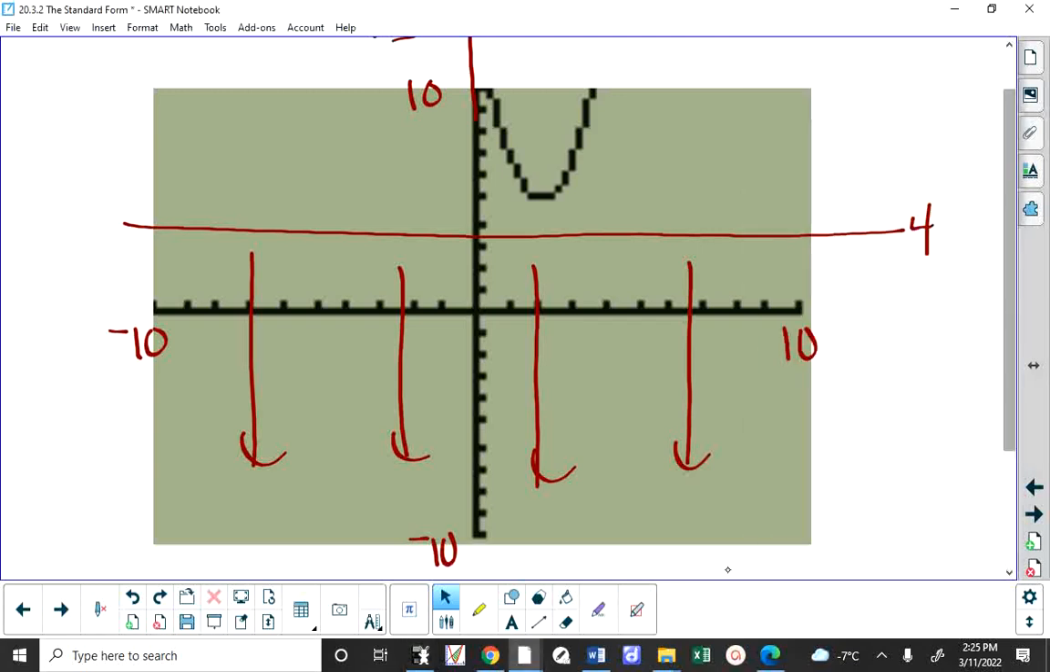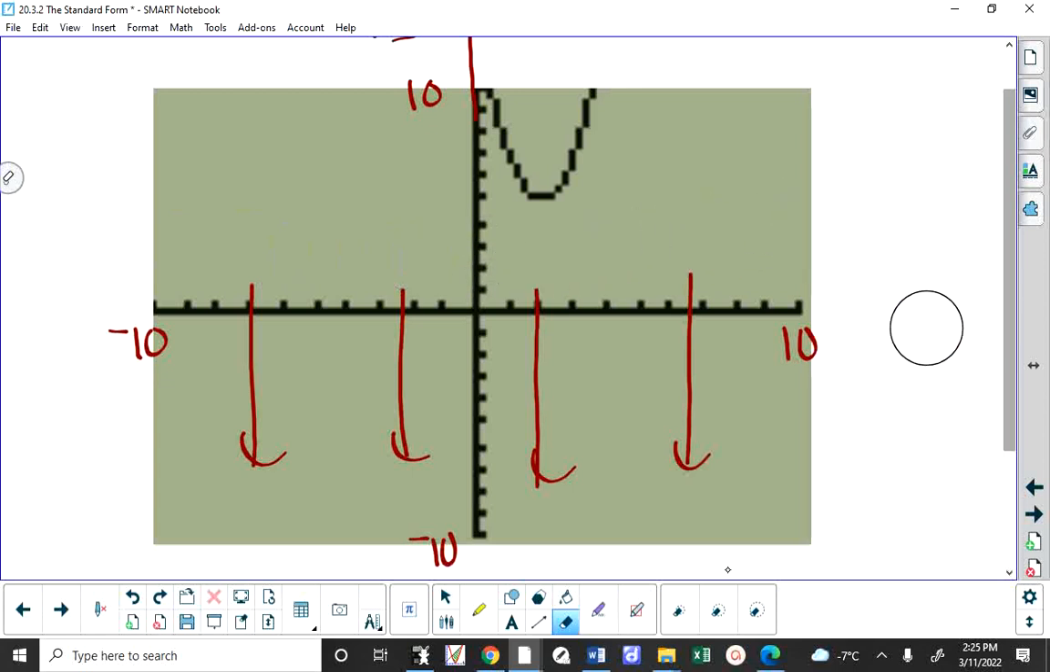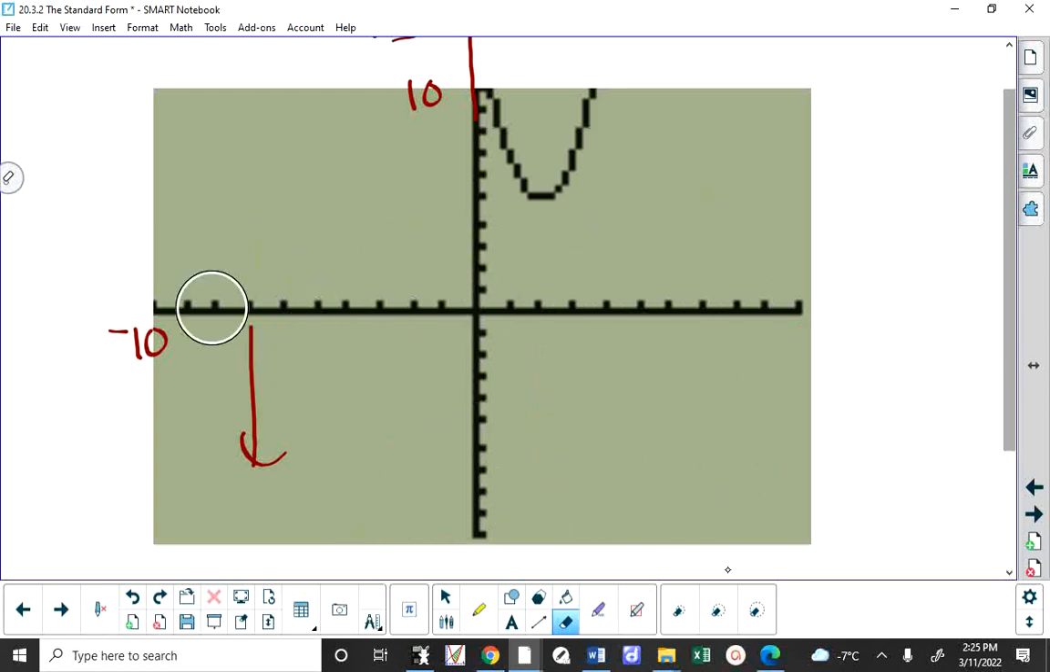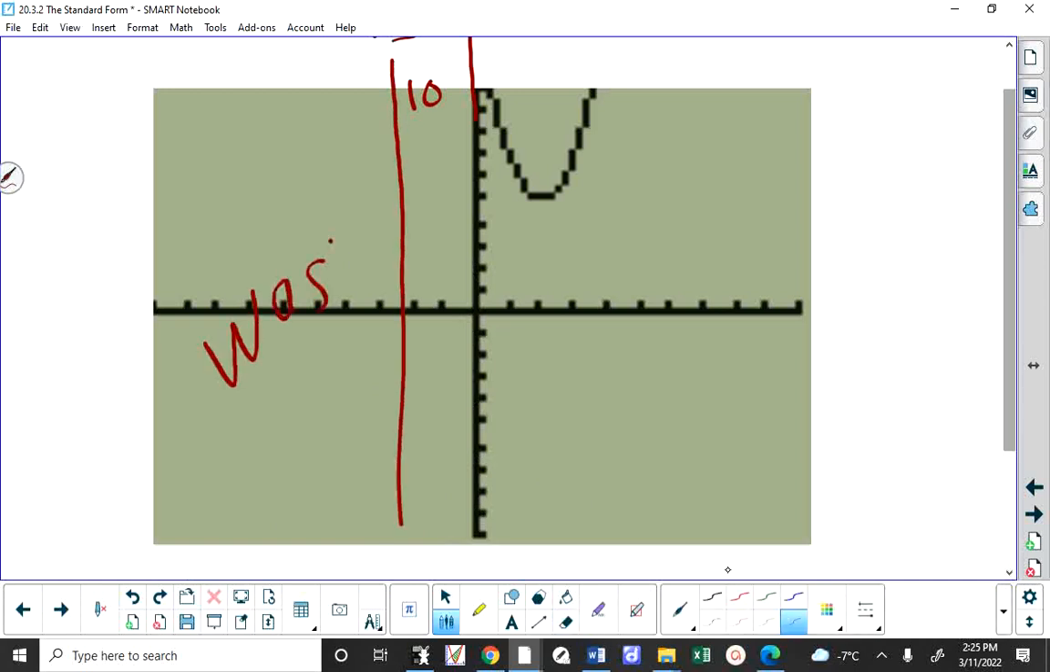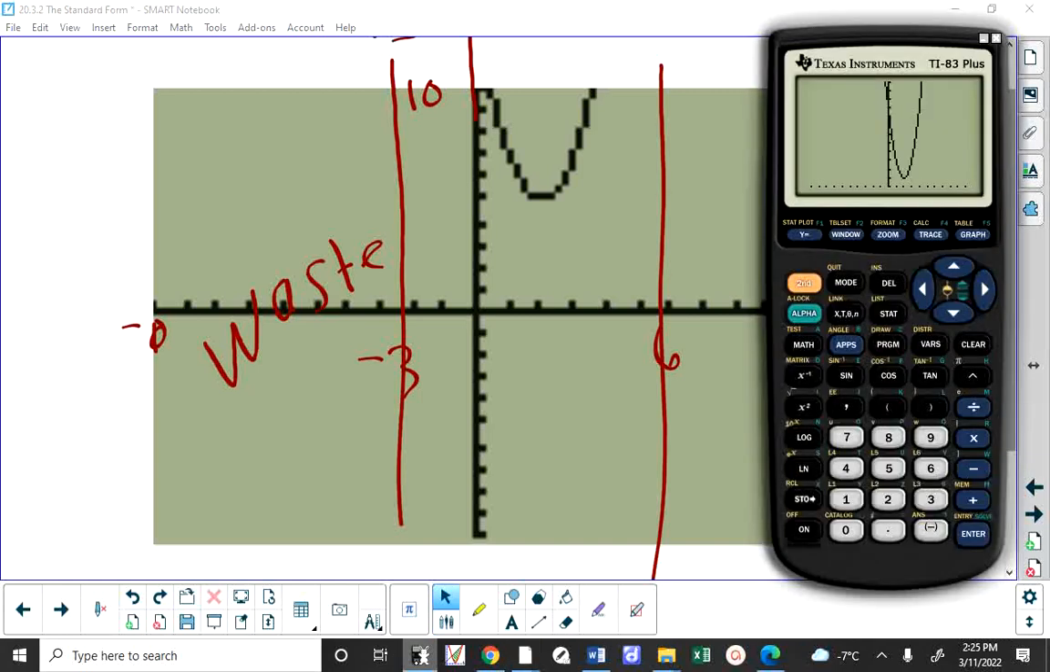But there is also a lot of wasted screen horizontally. This is all a waste. There's nothing there that's telling me anything. And this is all a waste. So if this was negative 10, maybe I should go from negative 3 to positive 6 for x. And that just shaves off the parts of the screen I don't want to see. Okay, so window, negative 3 to 6. Let's see if that... Oh, that's a much better graph.